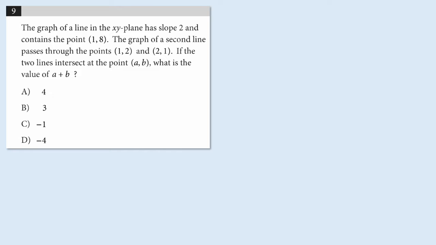Give this problem a shot, see what you can do, and if you're not sure how to approach it, that's okay. You can just take a guess, and then in about a minute or so, we'll have a look at it together.